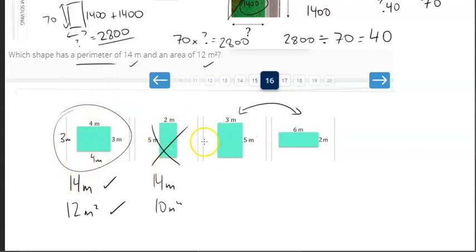And remember, a lot of these questions from 16 onwards follow this format, making sure that you look for the perimeter and the area. And that concludes this video for this skill.